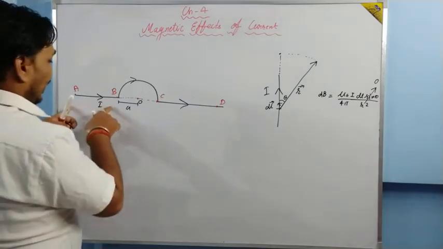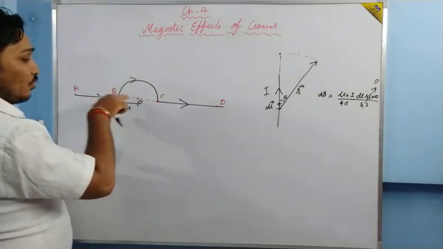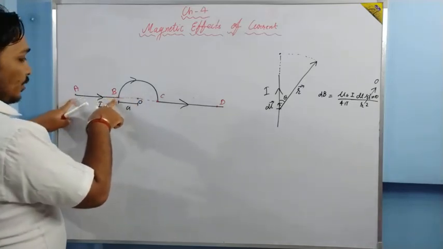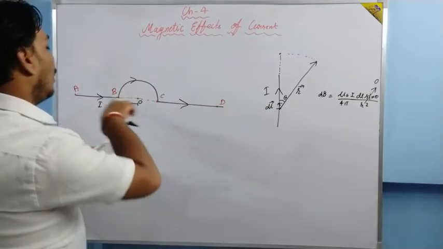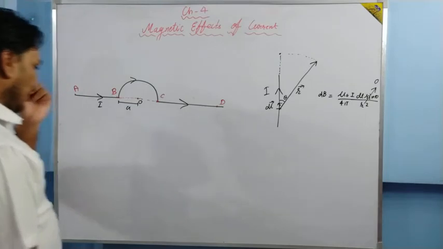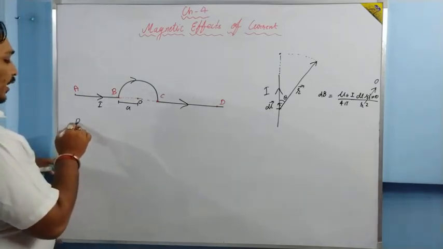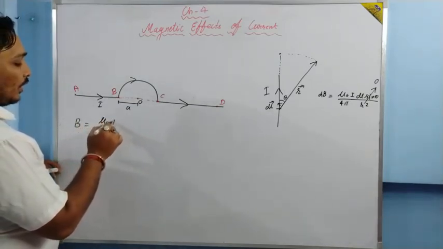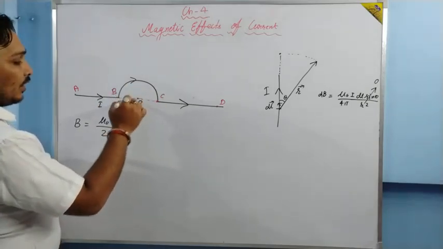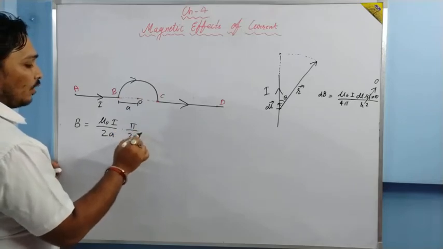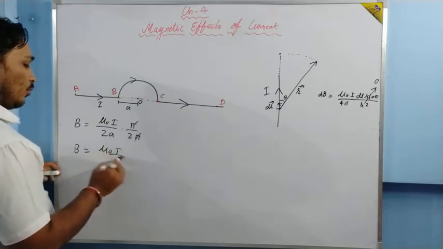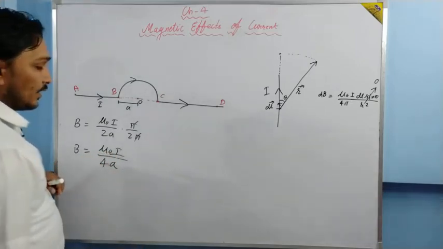Due to the straight wire, since it is extended, it goes through the center only. Magnetic field due to AB will be 0, magnetic field due to CD will be 0. Only this circular loop will give the magnetic field, and it is a half loop basically. So what will be the magnetic field? Magnetic field will be mu naught I upon 2a into this subtends an angle pi upon 2 pi. Pi and pi will be cancelled out, 4 will be multiplied over here, mu naught I upon 4a, that's it.